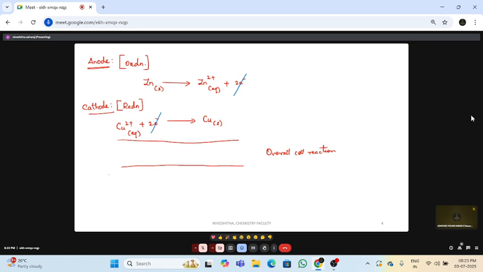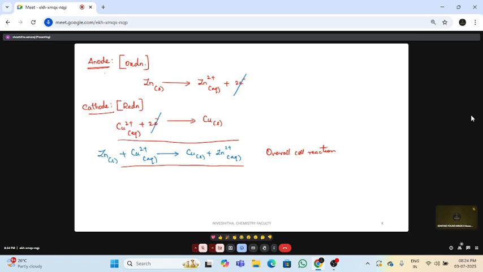Now we're going to add both the reactions. In the first reaction, on the left side we have zinc, which is in solid state, and in the second reaction we have copper 2+ ion in aqueous medium. That's it, right? Which gives the right side. Could you please tell me the species on the right side? Copper in solid state, zinc 2+ in aqueous. That's it.